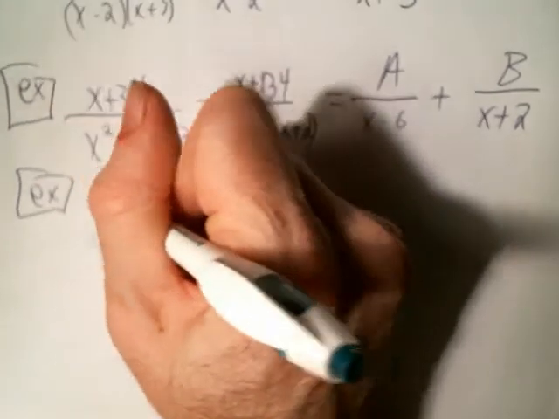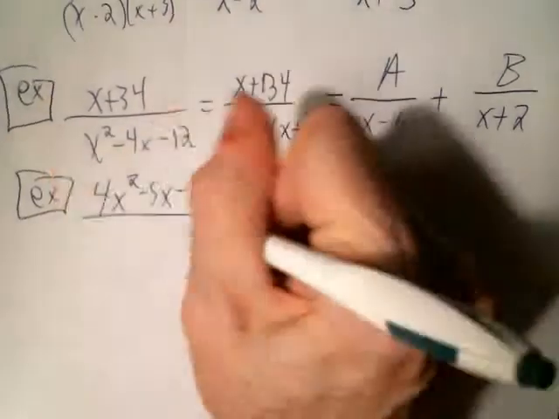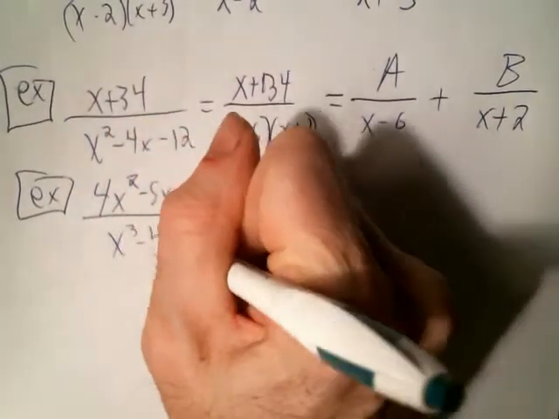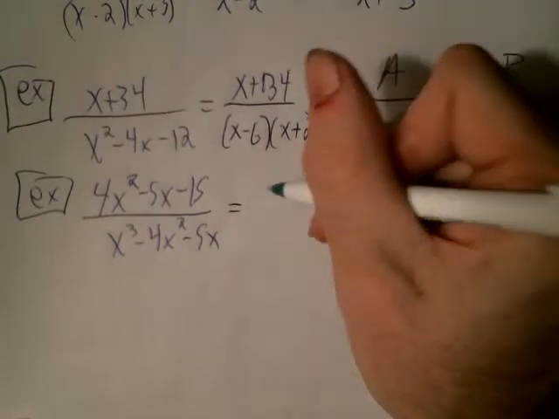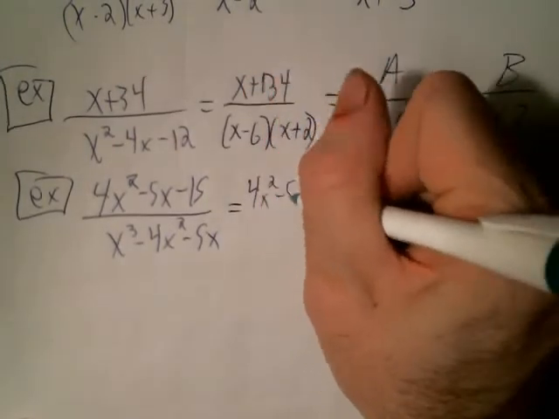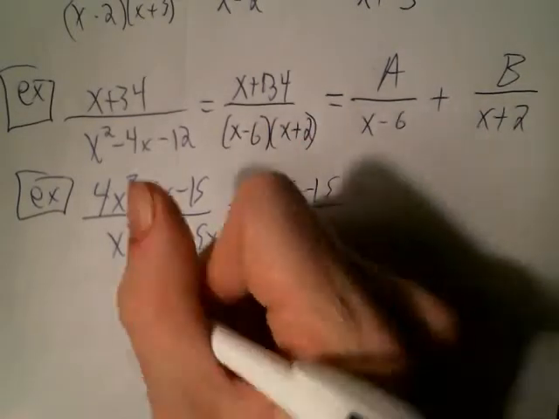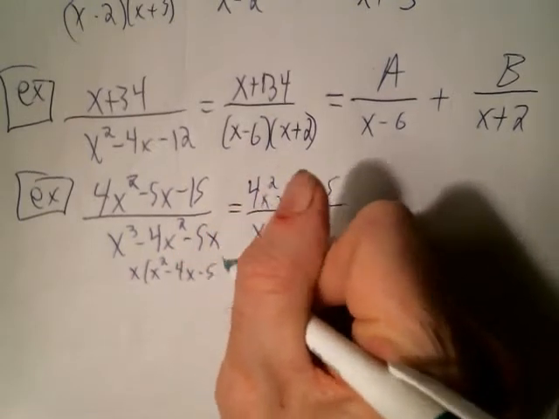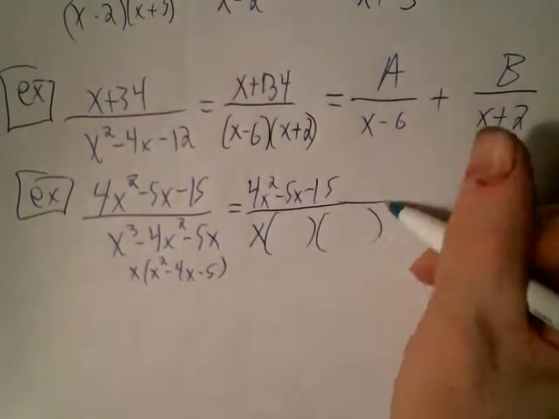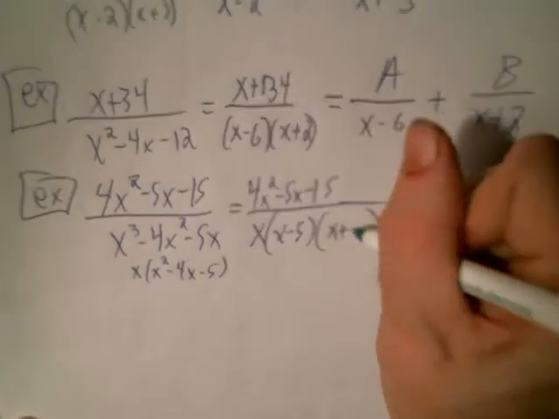One more example, 4x squared minus 5x minus 15 all over x cubed minus 4x squared minus 5x. Again, I got to factor the denominator. This would be x times x squared minus 4x minus 5. So x times, I can factor this thing into x minus 5, x plus 1.